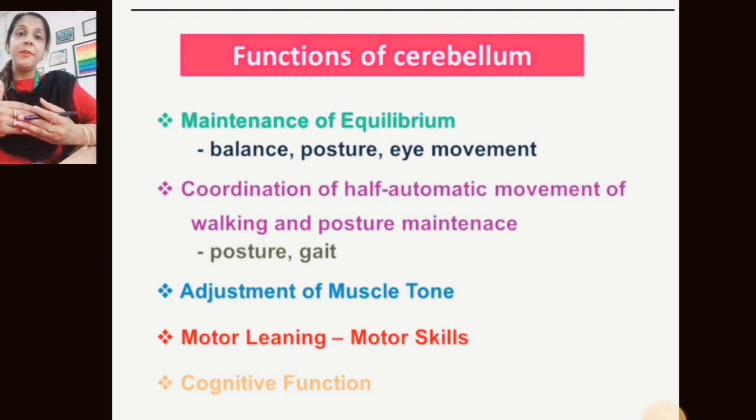So hypermetria or hypometria is there due to incoordination of the movement. That leads to dysmetria, which is disturbed judgement. A patient is not able to judge the accurate distance to do a particular movement. So coordination of movement is also done by the cerebellum.